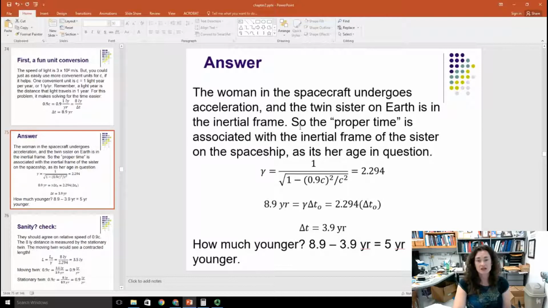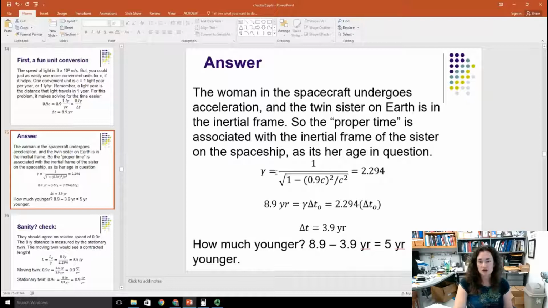Now here, the proper time gets kind of confusing. The proper time is associated with the inertial frame of the sister on the spaceship because it's really her age that's in question here, okay? Since it's her age that's in question, her heartbeat's measuring it, her reference frame is going to be the proper time in this case.